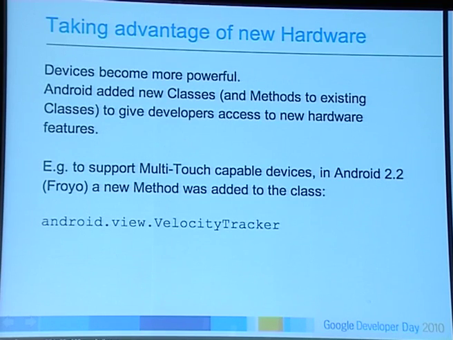Okay, so now earlier we have seen how to take advantage of features. Now I'm going to show you a couple more concepts: how to take advantage of new APIs and new hardware, as devices have added more hardware features. For example, what I'm going to use here is the multi-touch touch screen on devices. Almost all new devices now have multi-touch. Some older devices do not support multi-touch.